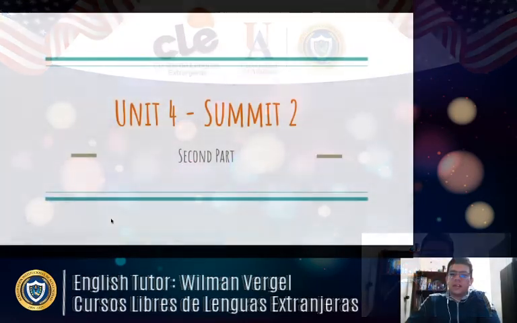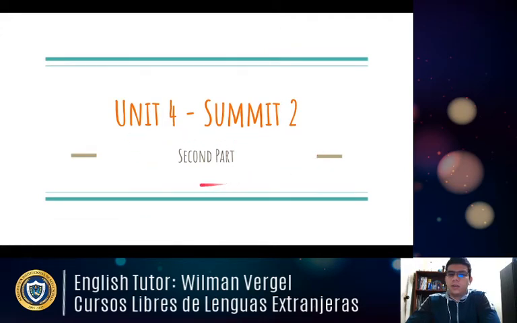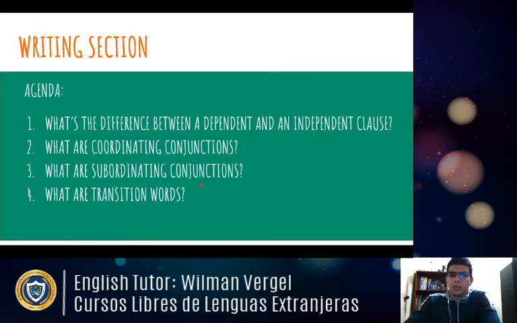Good. This is unit number 4, as I was telling you. Unit number 4, Summit 2, second part. First of all, we're going to start with the writing section. We have an agenda here. Number 1, we're going to see the difference between a dependent and independent clause, what coordinating conjunctions are, what subordinating conjunctions are, and what transition words are. But we're going to start basically with transition words.